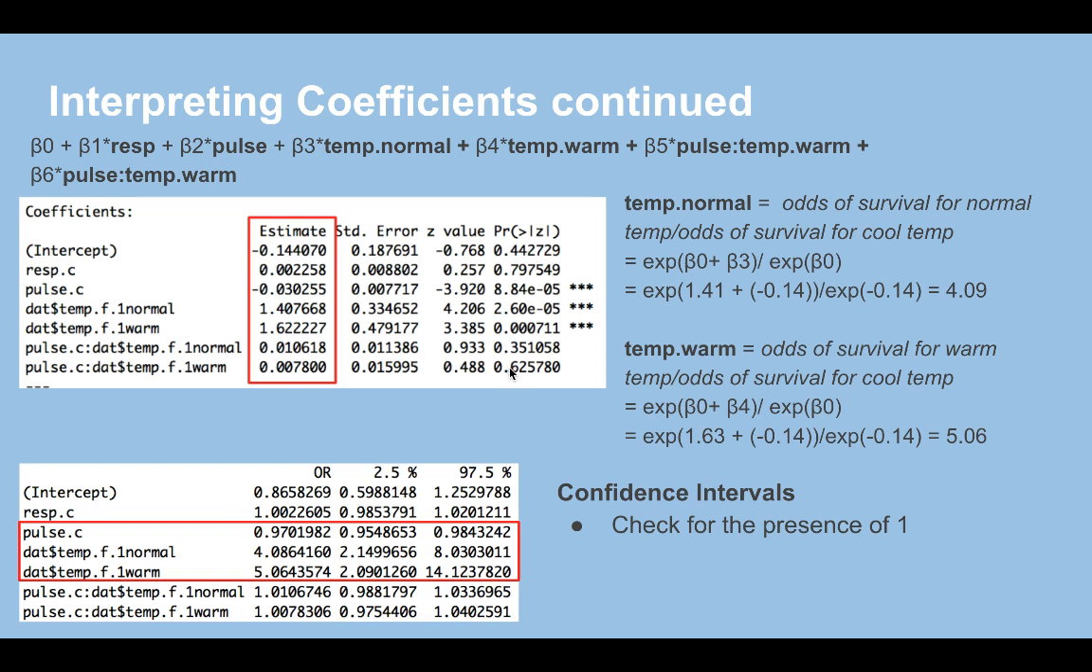So when we run an interaction, we're seeing if the interaction has an impact over and above the prediction of the main effects. And so the interaction term for normal and pulse represents the difference between the log odds ratio corresponding to a 1 unit increase in pulse amongst cool temperature horses and the log odds ratio corresponding to a 1 unit increase in pulse amongst the normal temp horses. And similarly, the same thing for warm temperature horses.